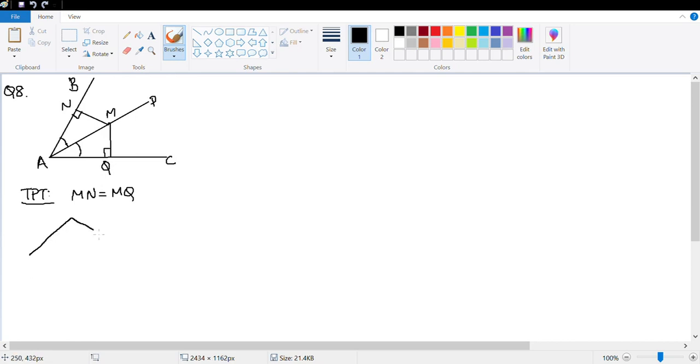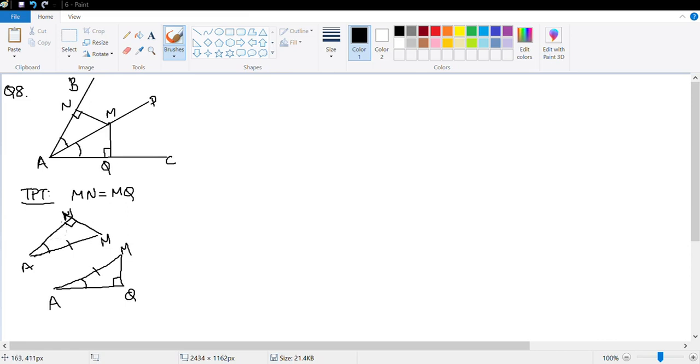The triangle that I'm looking at is ANM, this is N and this is M. This is 90 degrees, and the other triangle is AQM. A rough diagram helps me understand. As per the question, NAM and MAQ are equal, and angle Q and angle N are equal because they are 90 degrees, and AM and AM are equal. Why? Because this is a common arm.